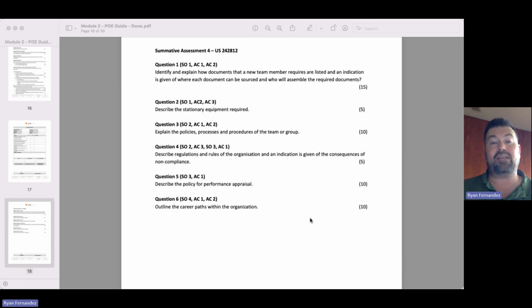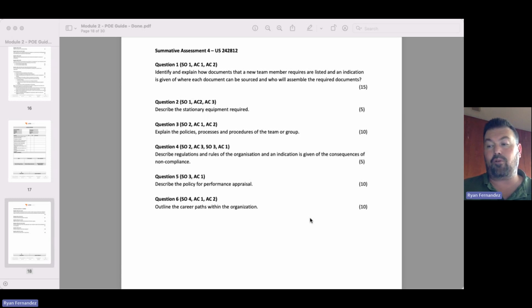Then question number 3, explain the policies, procedures, and processes of the team or group. So you can go to page number 19, and it will give you some idea of the policies and processes and procedures. But I want you again to say, these are the policies that we would induct them on. These are the processes we would induct them on. These are the procedures that we would induct them on, and why would we do that?